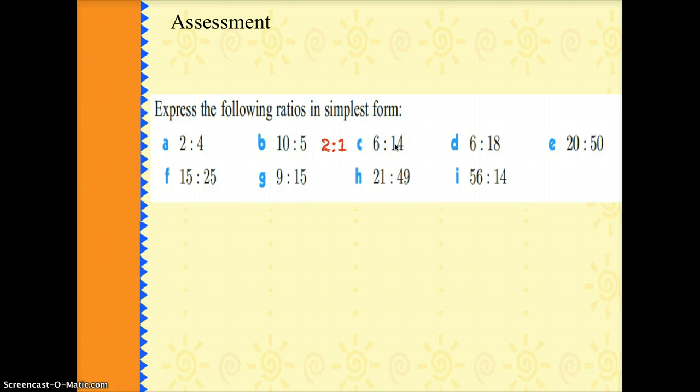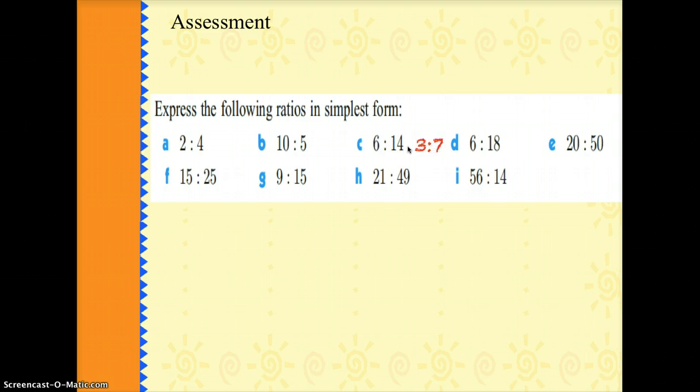Now for letter C, 6 and 14. What could be the biggest number that you can use to divide both numbers, but will still give you a whole number? And that could be 2. 6 divided by 2 will give you 3. 14 divided by 2 will give you 7. So your answer should be 3 is to 7.